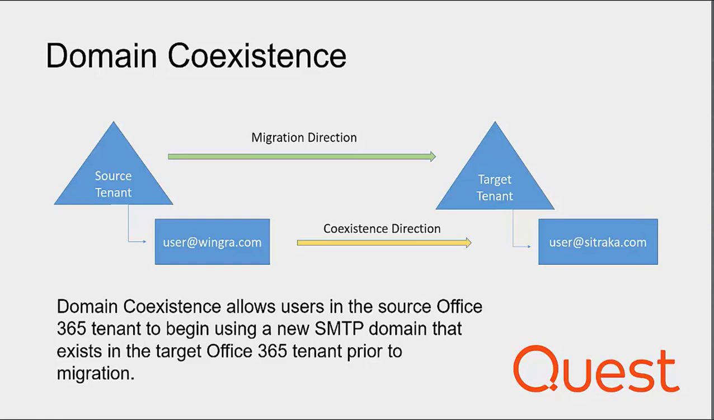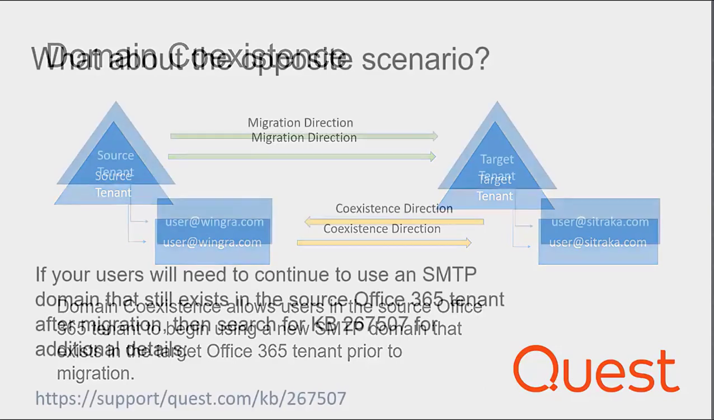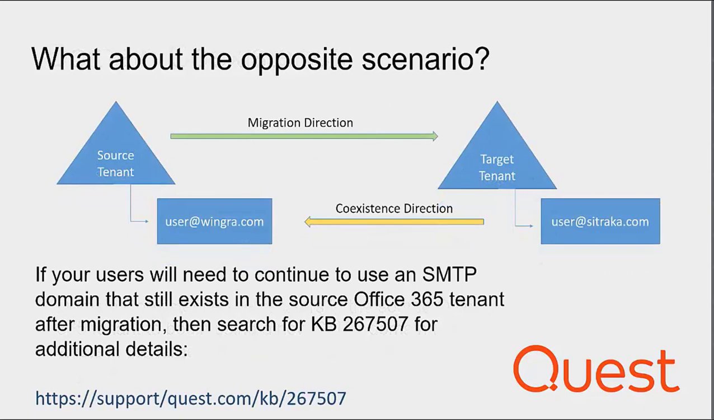For example, let's say that Citraka just purchased a division of Wingra. The Citraka IT department is planning to migrate users from the Wingra Office 365 tenant using on-demand migration to their existing Citraka target tenant. However, Citraka wants their newly acquired employees to start sending email using their new citraka.com email address immediately. Now, what about the opposite scenario?